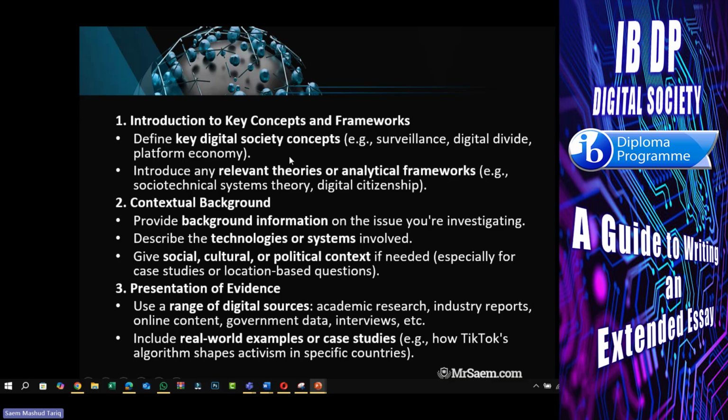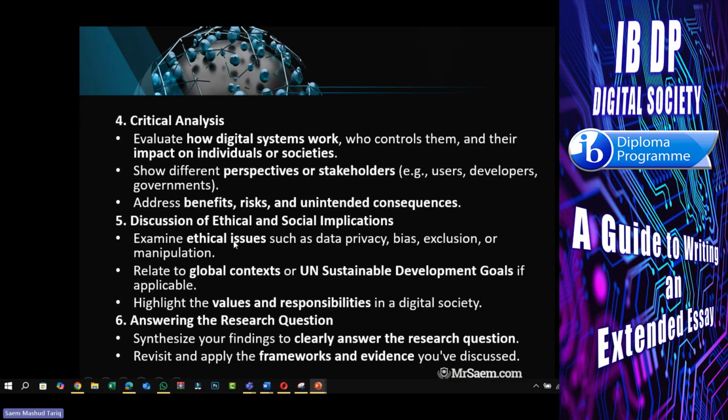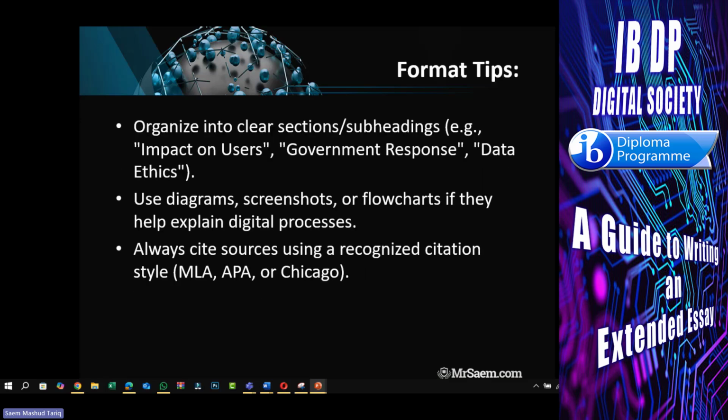So introduction to the key concepts and frameworks. Then contextual background, provide background information. Presentation of evidence, ये बात मैंने कर ली आपसे. Critical analysis, discussion of ethical and social implications. Examine ethical issues such as data privacy, bias issues. So you can go through all this. And answering the research question, make sure you've done that properly.